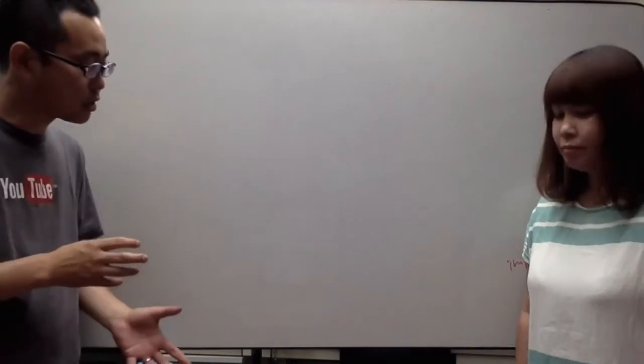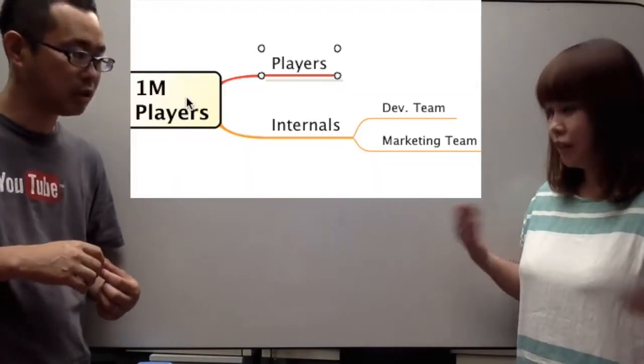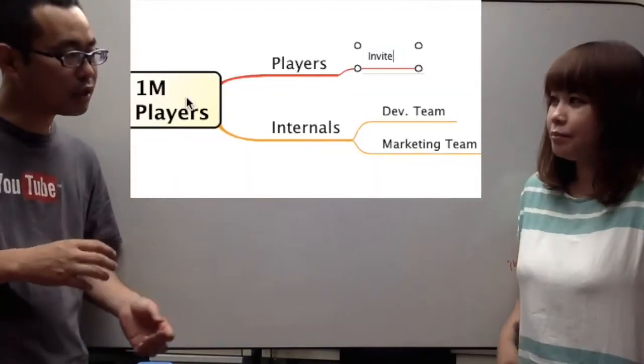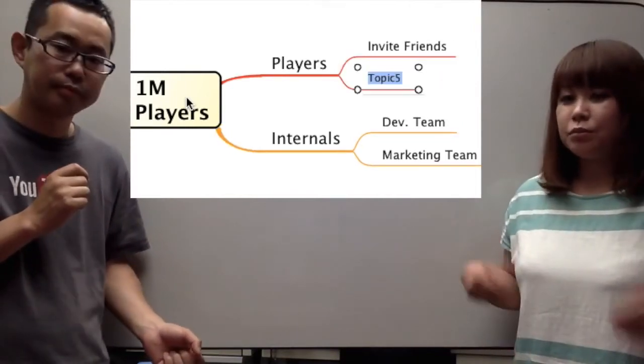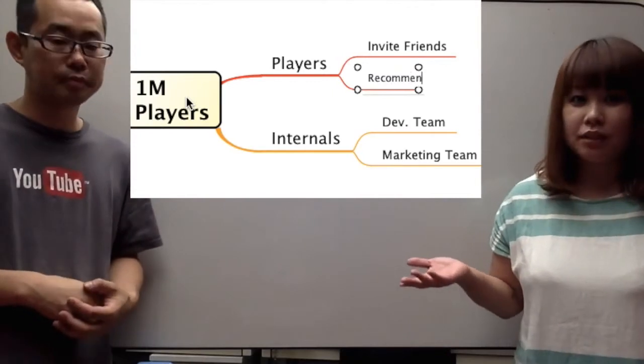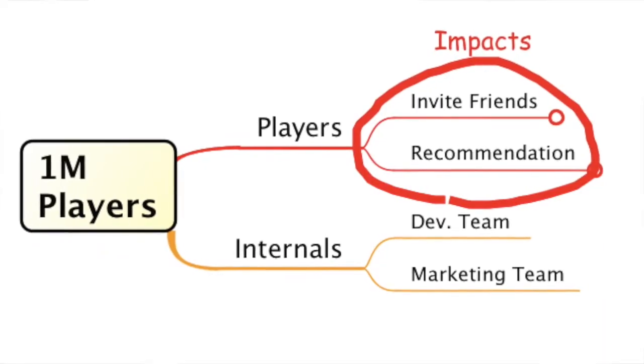What kind of impacts do you want them to make to achieve that goal? Well, we want them to invite their friends to play the game. I see, that will increase the players. Good idea. What others? Others, we want them to recommend that the game is cool and good. Good. So impacts would be invite friends and recommendation.